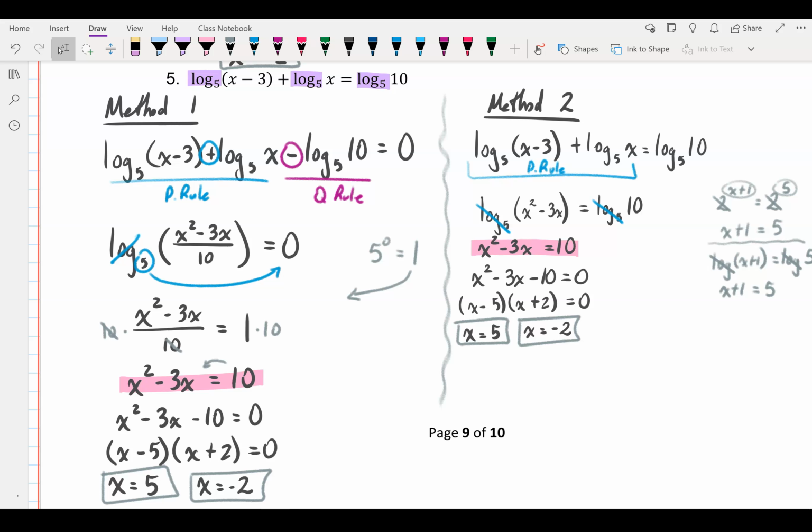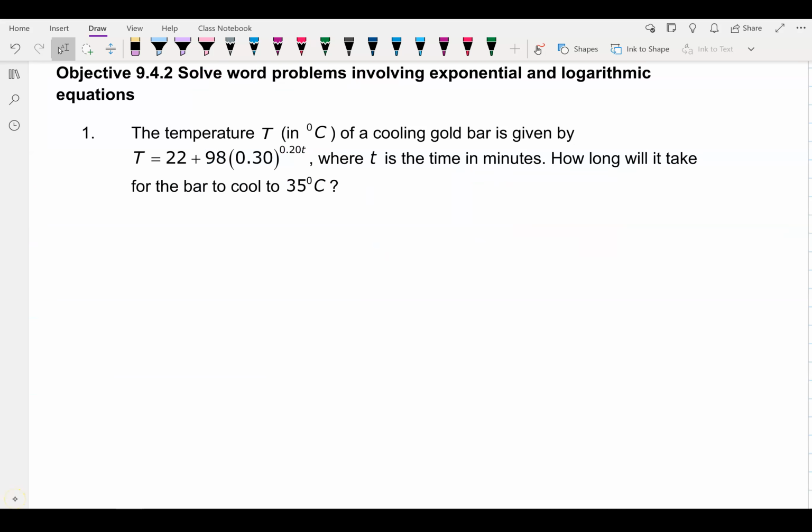Let's do one more question, or at least one more page, and we'll be done this whole course. And you guessed it, page 10 is word problems. Everybody's favorite type of problem, right? Let's get to it. The temperature T in Celsius of a cooling gold bar is given by T equals 22 plus 98 times this expression, where t is the time in minutes. How long will it take for the bar to cool to 35 degrees Celsius?